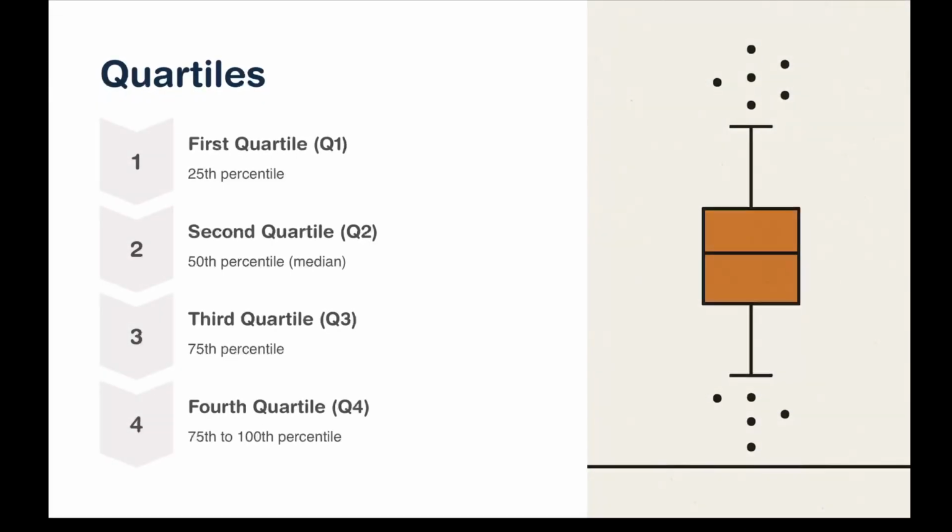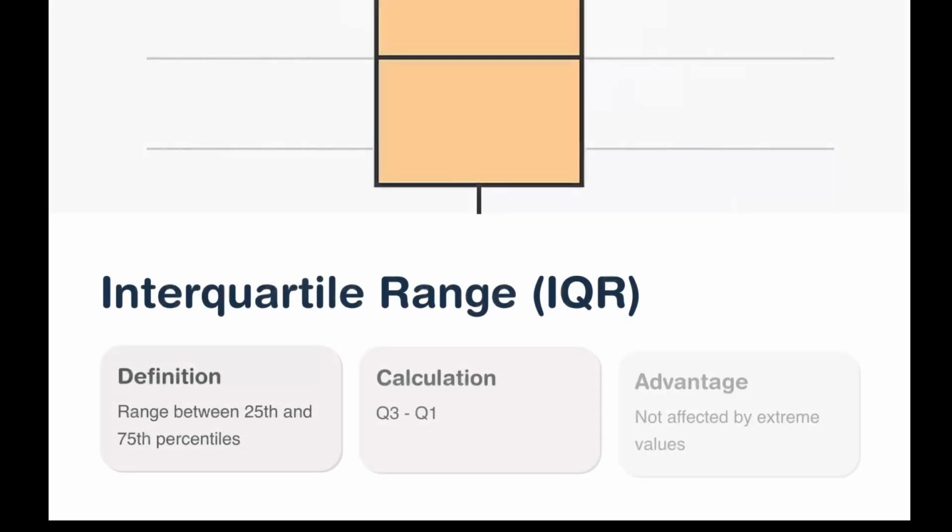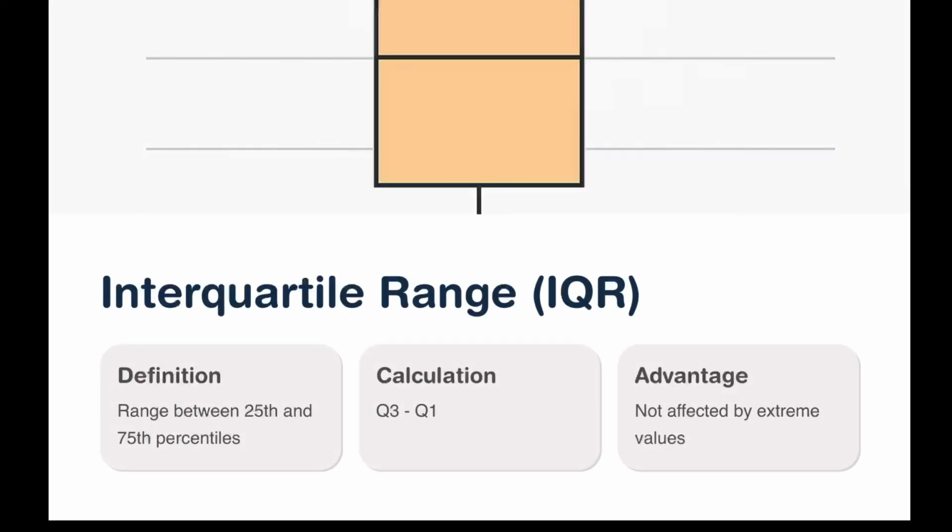Okay, so similarly, we can group percentiles into quartiles. We divide into 25, 25, 25, 25. First quartile means 25%, so one-fourth. The second quartile will be the 50th percentile, that's the median. The third quartile will be the 75th percentile. The fourth quartile will be 75th to 100th percentile. Interquartile range is the difference between the 25th and 75th percentiles. Calculation will be Q3 minus Q1.